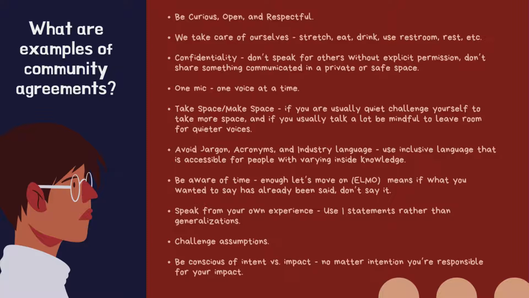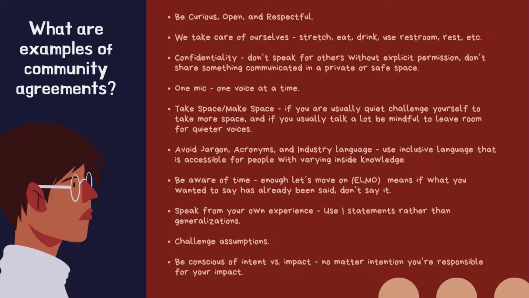Having one mic. This means one voice at a time. Next, take space and make space. If you are usually quiet, challenge yourself to take more space and speak up. If you are usually the person who talks a lot in a meeting, be mindful to leave room for the people who are a bit more quiet. Avoid using jargon, acronyms, and industry language. Use inclusive language that is accessible for people with varying inside knowledge.